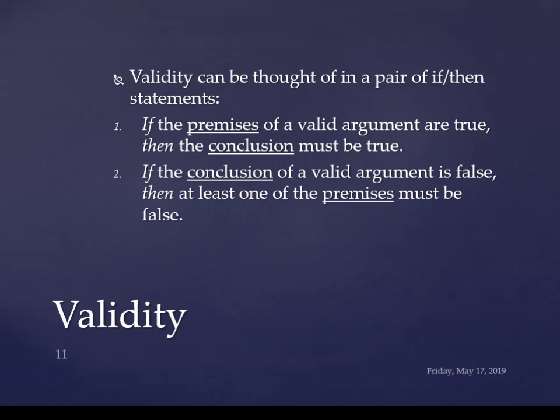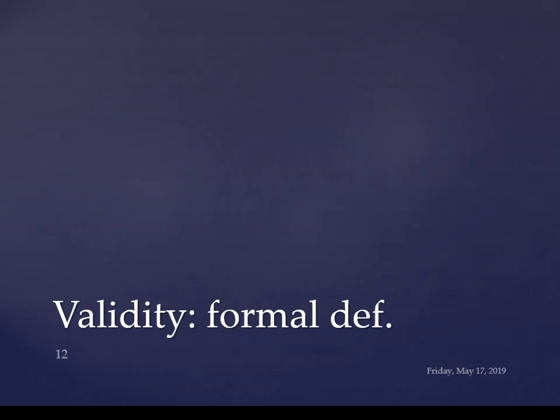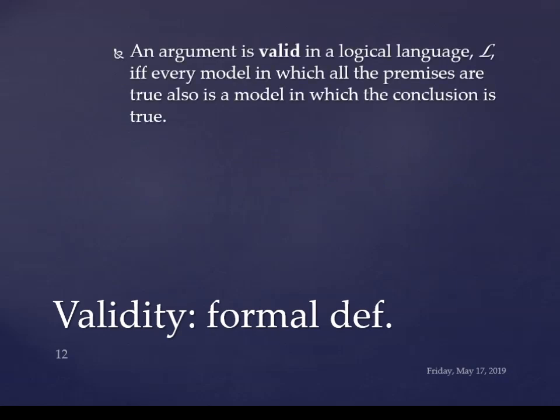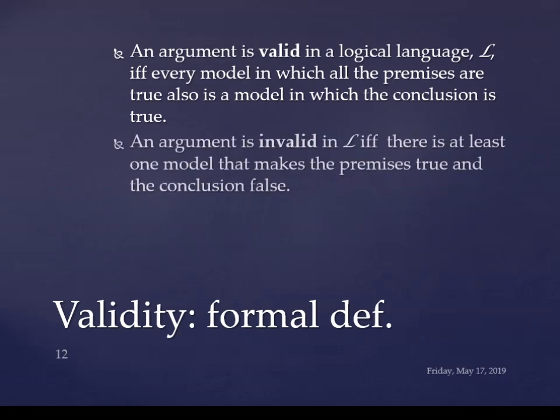Okay? So getting into the formal definition of our concept of validity, this is a good way to remember it. This is out of the book. An argument is valid in a logical language L if and only if every model in which all the premises are true also is a model in which the conclusion is true. So those models that make the premises true are also ones in which the conclusion is true as well.